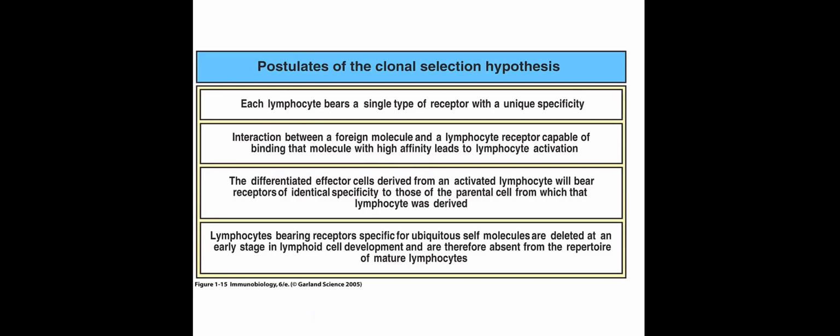And there had to be a way of getting rid of lymphocytes that saw self and that could cause autoimmunity. Obviously, the details took a lot to be worked out, and there's still things we don't understand, but there's aspects of every single one of these that are absolutely true, and fundamentally the idea was correct.